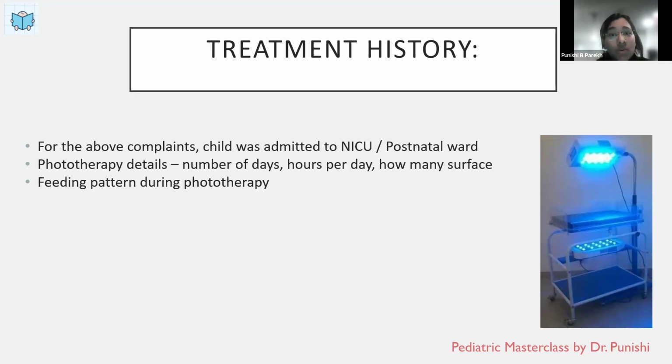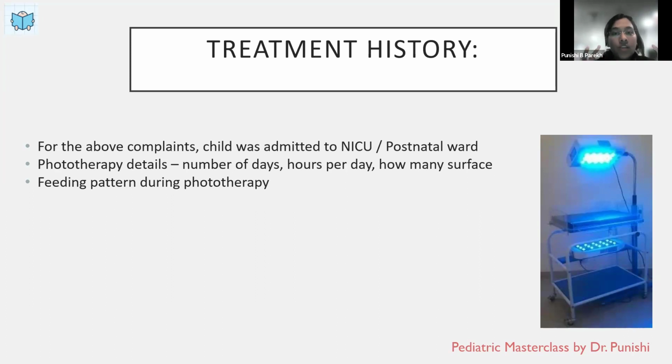Okay, so a lot of mothers will tell you that every time I put the child in the phototherapy, he starts crying, and then I take him back. Now this is a very common complaint that we usually hear on rounds when we take the postnatal ward rounds. But you need to re-emphasize and explain to the mother that you are doing well. Just ensure that you're feeding the child well, and after every feed, keep the baby in the phototherapy for as long as you can. Okay, so days of phototherapy, how many hours per day, and how many surfaces.